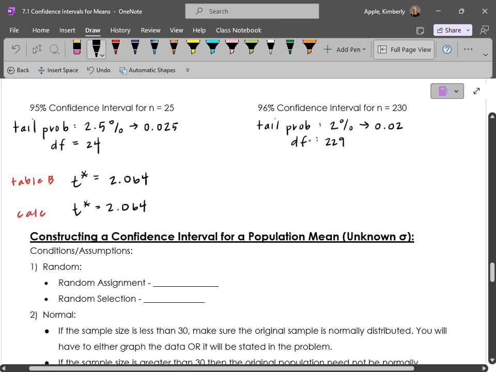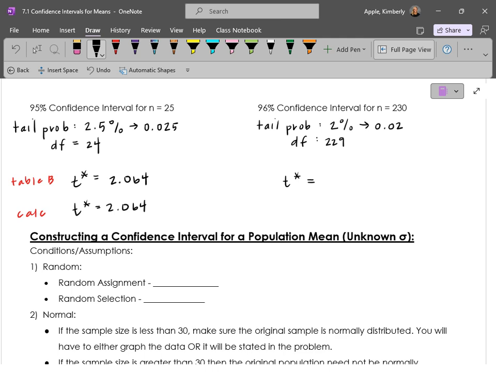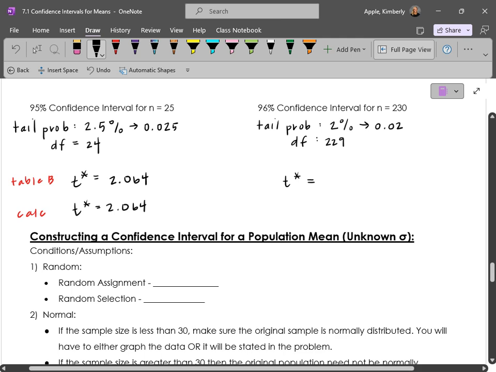Now, let's take a look at table B. Is there a degrees of freedom 229? What's the highest it goes to? Okay, so it jumps from 100 to 1,000. So if you had to go to the closest one, what would you go to? Yeah, so here I'm going to have to round down to DF equals 100 and pull that T star.